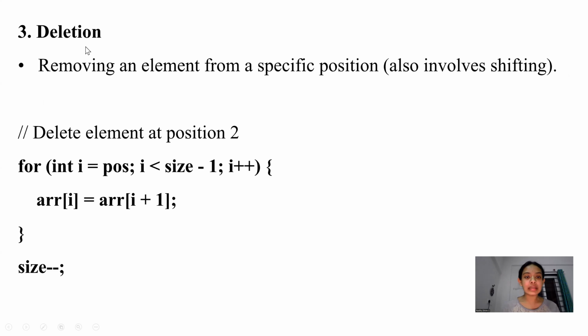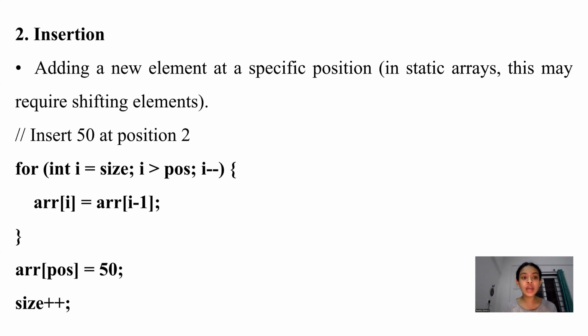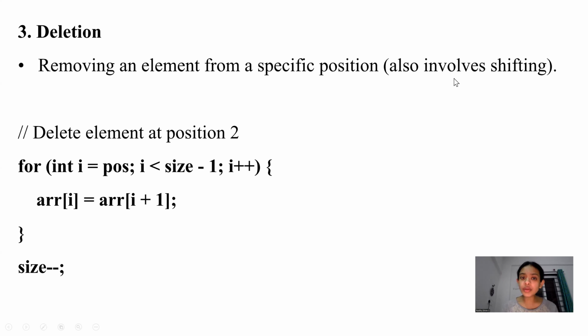The next one is deletion. Deletion is nothing but removing an element from a specific position, which involves shifting. Why do you need to shift, for insertion or deletion? Because you are making up a space for that particular element. For insertion, you are going to move the element from the position where you want to store. So insert 50 at position number 2 means at position number 2 there will be another value. I need to push that value to the next index and then store 50 over there. Deletion also involves shifting.